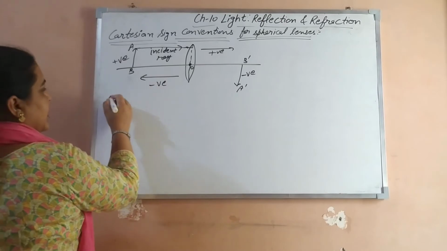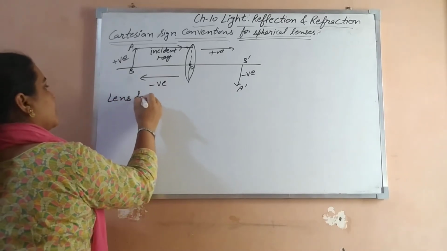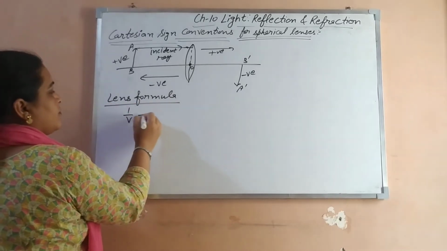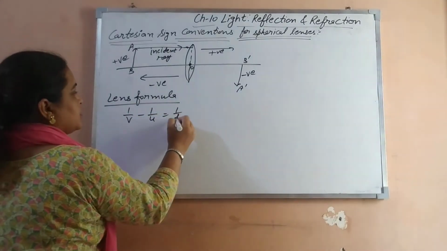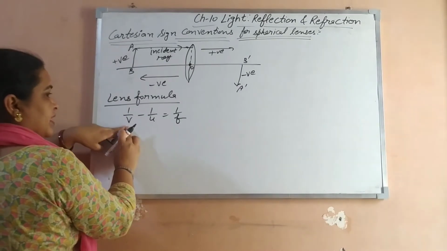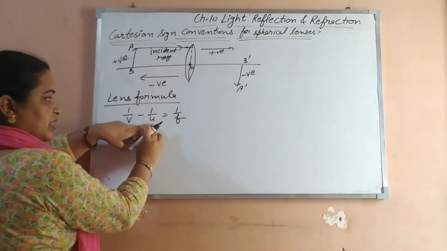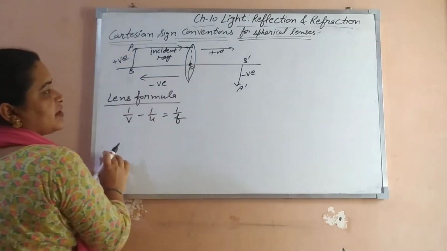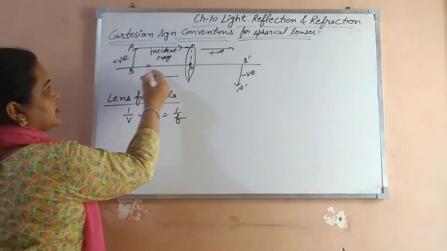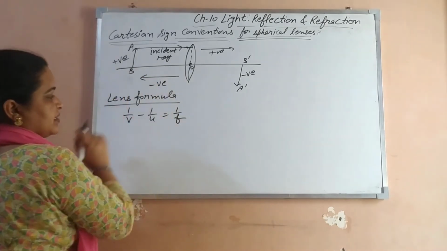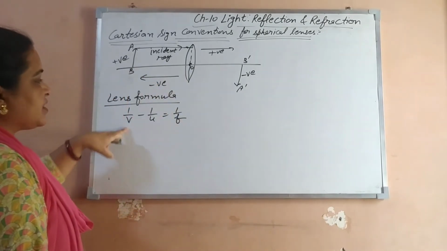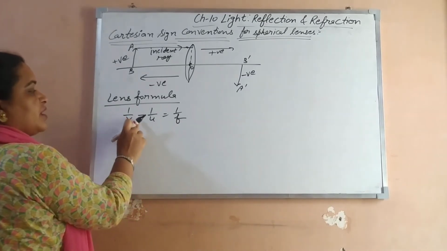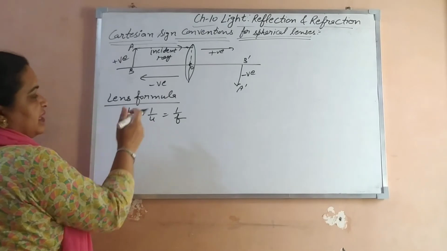Where do we apply this? In the lens formula. The lens formula gives a relation: 1 by v minus 1 by u is equal to 1 by f. v is the image distance, u is the object distance, and f is the focal length of the lens. We measure distances from the optical center. This is your lens formula. In the mirror formula we had plus; here in the lens formula comes minus.